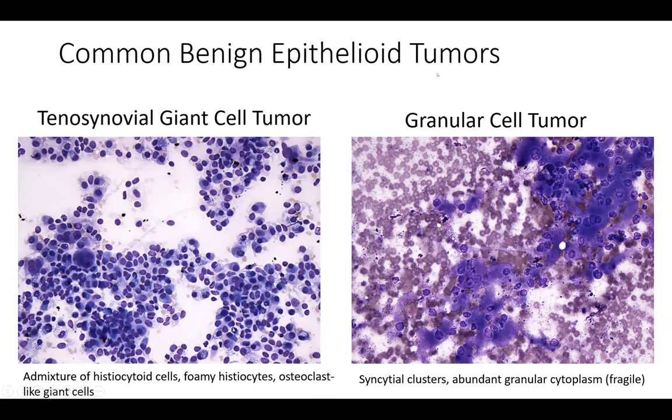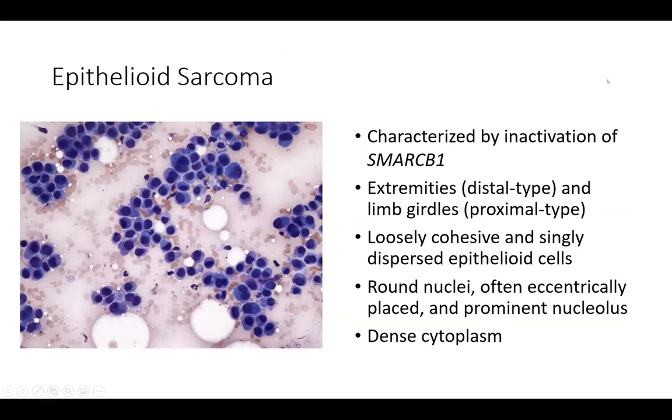Granular cell tumors can also enter this differential. We'll usually see syncytial clusters with abundant granular cytoplasm that's often fragile and falls apart. But nonetheless, you can see this kind of epithelioid population, and those will be positive for S100 and neuron-specific enolase.